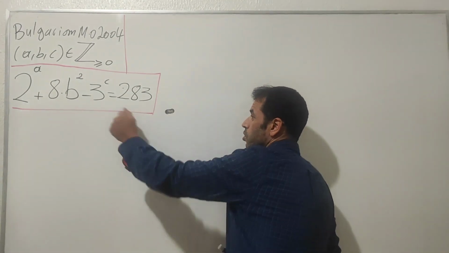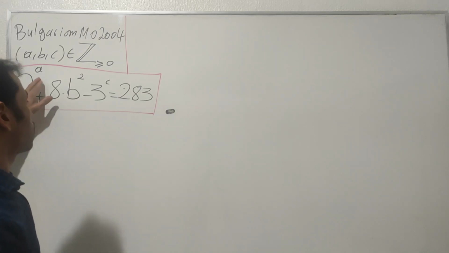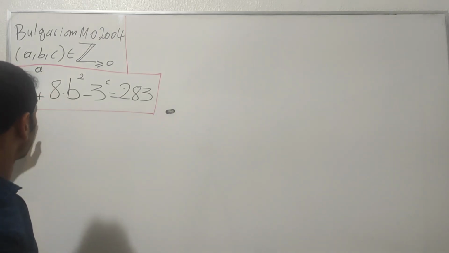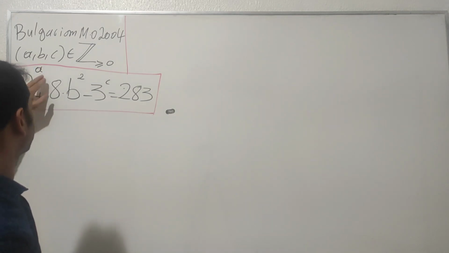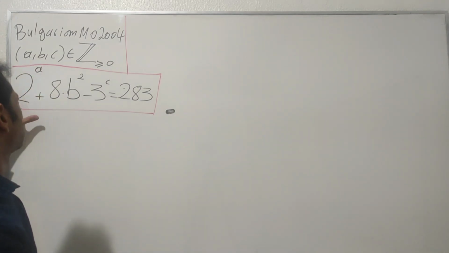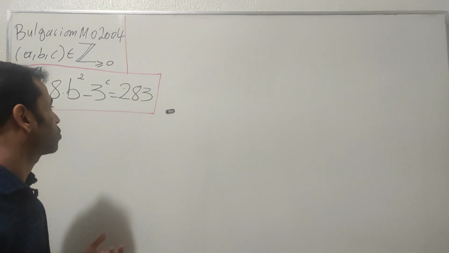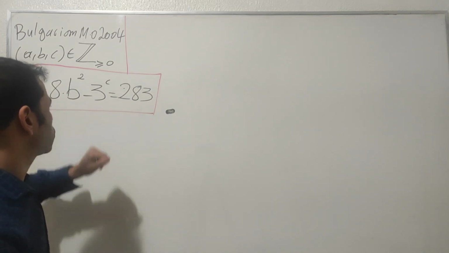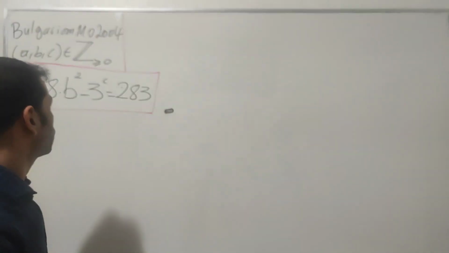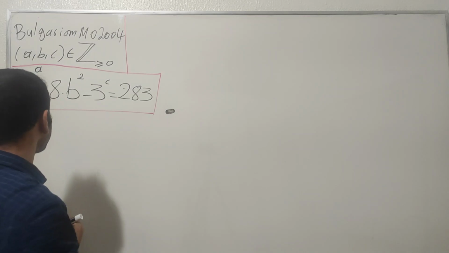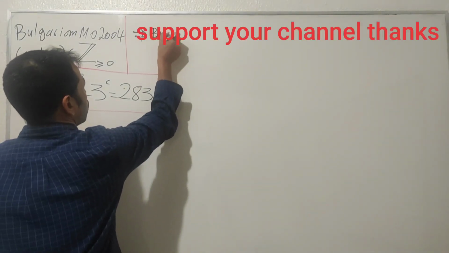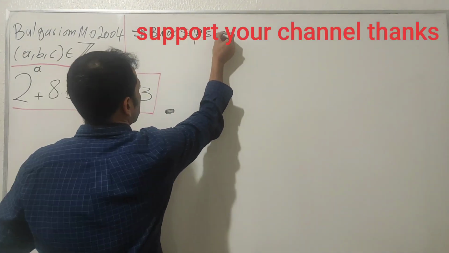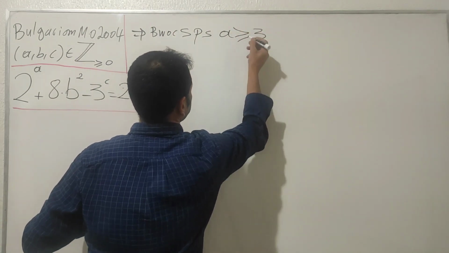Okay. So the first thing that I'm going to think of for this problem: since you have a power of 2 here, let's take some values of a in order to reduce this equation to some modulus. Let's assume a is greater than or equal to 3, then reduce the equation mod 8. This is the first step. By way of contradiction, suppose a is greater than or equal to 3.